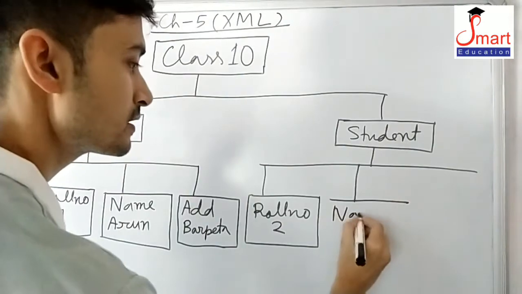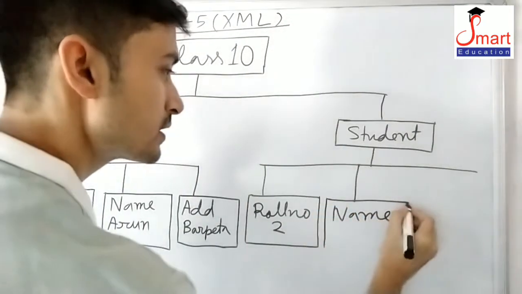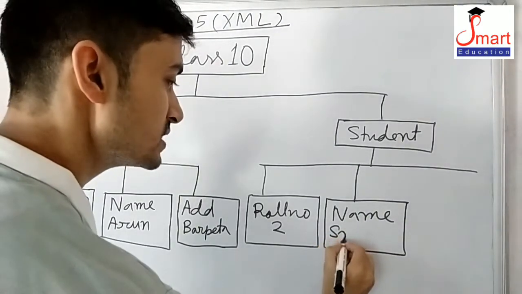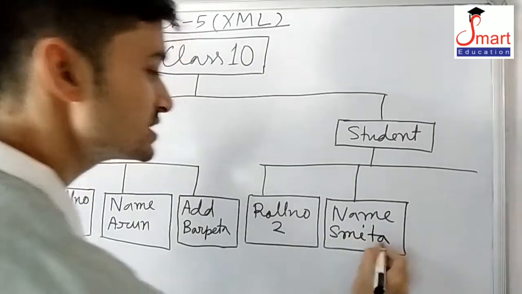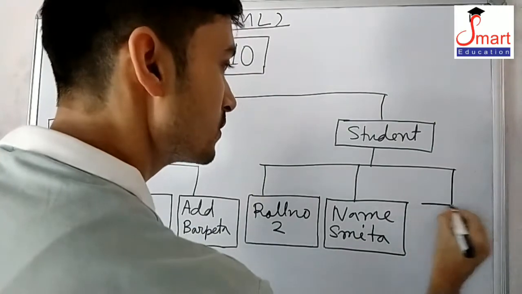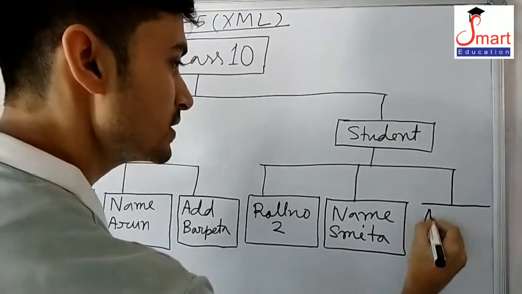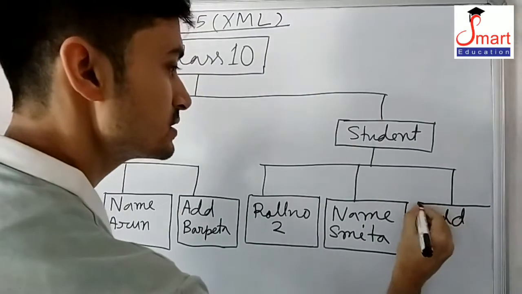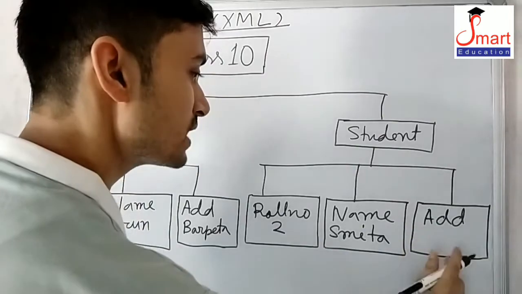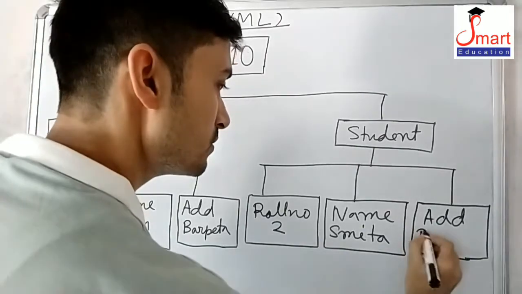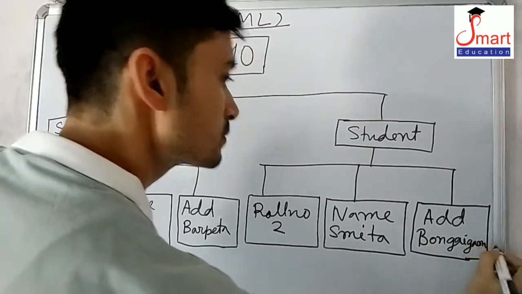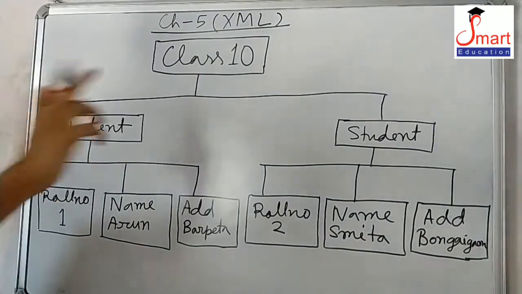Then name, here I am going to give the name Smita. I wrote Smita, okay, and address. So here I am going to give the third element of the second student, address, ADD I wrote in short, and I am going to write here Bongaigaon. Okay, so this is the root element.